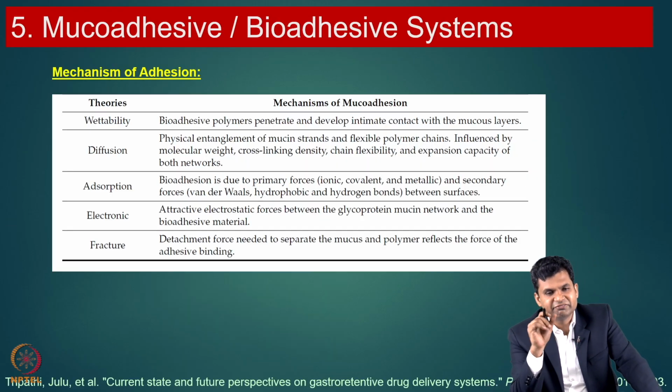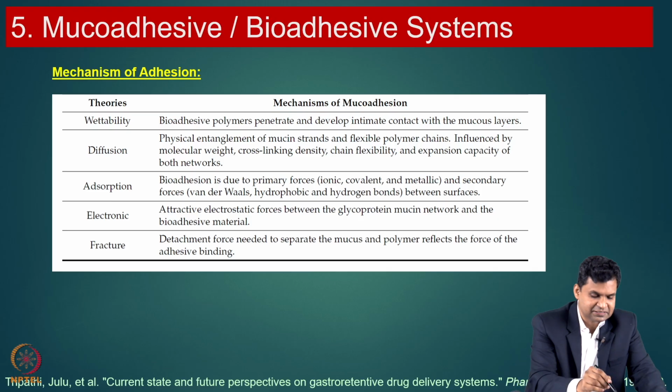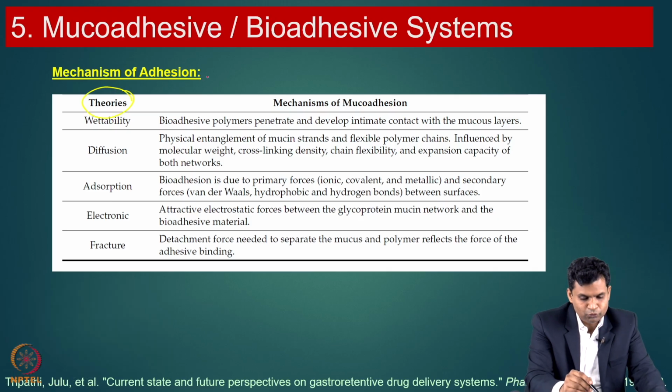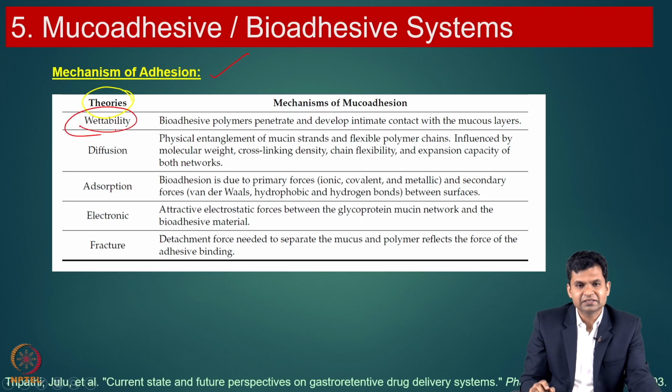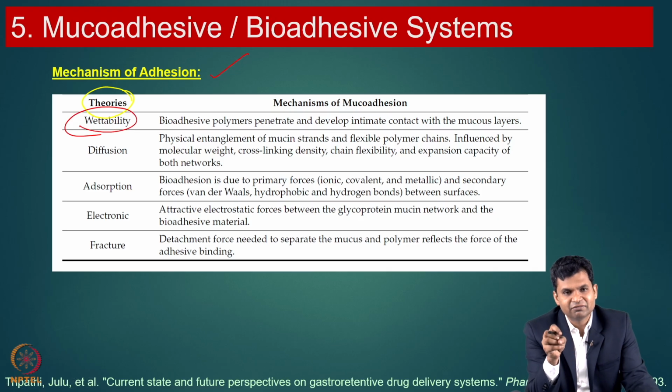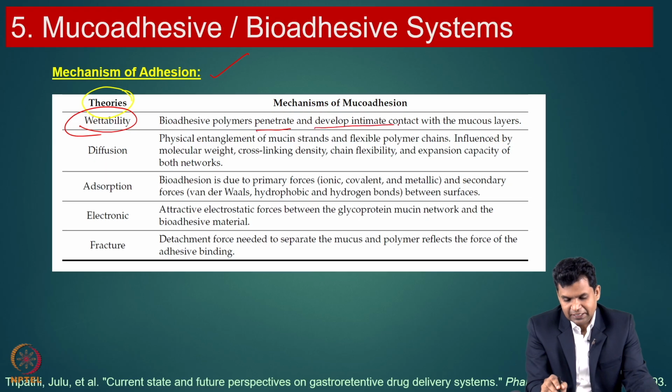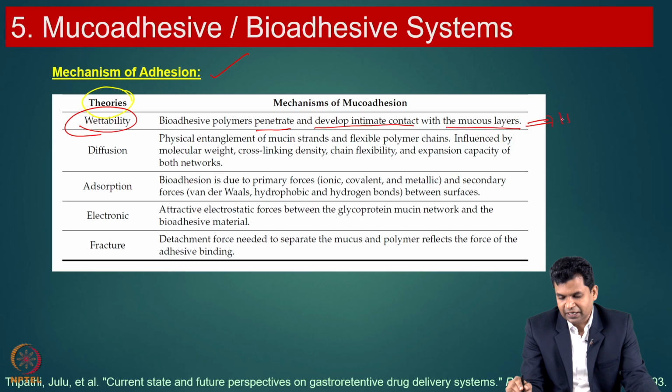Now, these are the 5 different types of theories people have predicted that help in mucoadhesion. First one is wettability. By seeing that, you will understand these polymers should have wetting properties, and that will help in the bioadhesive mechanisms. These polymers will penetrate and develop intimate contact with the mucous layer, so your polymer should be hydrophilic in nature. With this, it will help for the mucoadhesion.